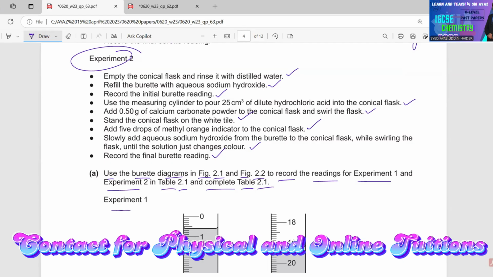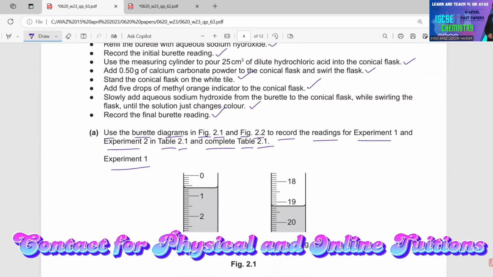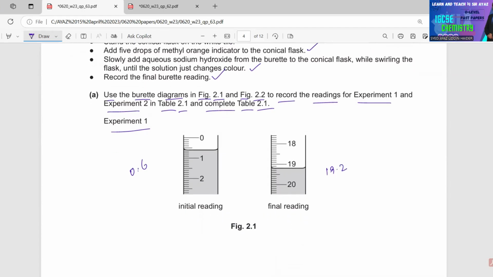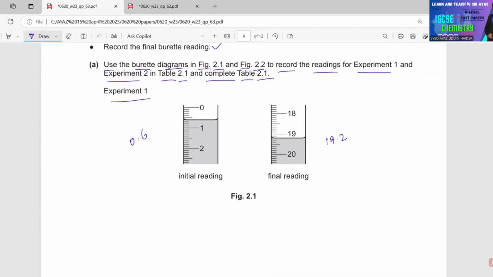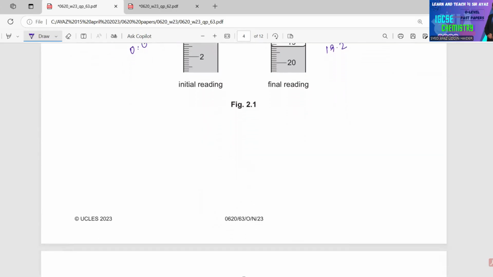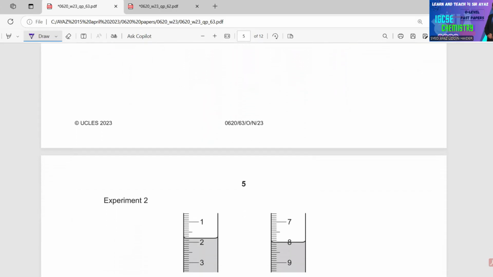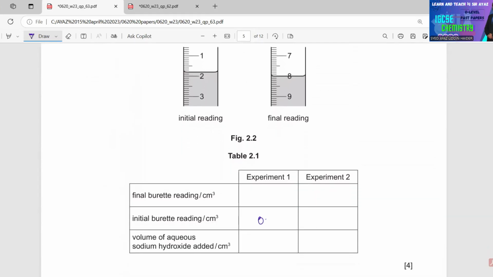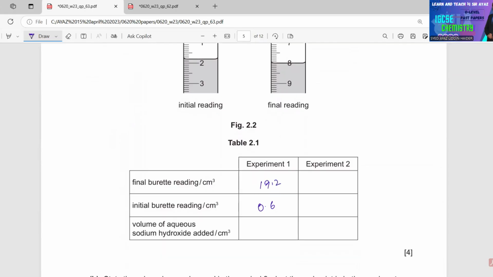2.1. Experiment 1. What we have is the initial reading and final reading. Initial reading, if you count it, it is 0.6. What about the final reading? It's 19.2. I'm writing the readings for your convenience so we can note it down later on. This is experiment 1. So initial reading 0.6, final reading 19.2. Check it again.